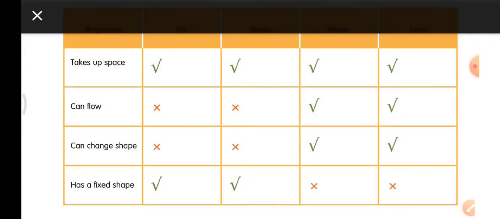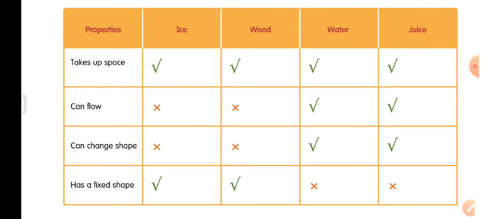Now let us check this table. This table has 5 columns. First column is for properties and the remaining columns are for the objects here. So for properties, we are going to check whether the thing takes up space, whether it can flow, whether it can change shape, whether it has a fixed shape. Ice, yes, it takes up space. Can ice cube flow? No. Can it change its shape? Immediately you can't change it, right? And it has a fixed shape?